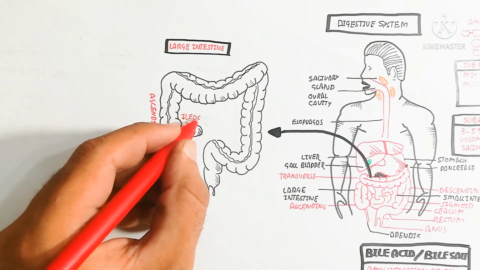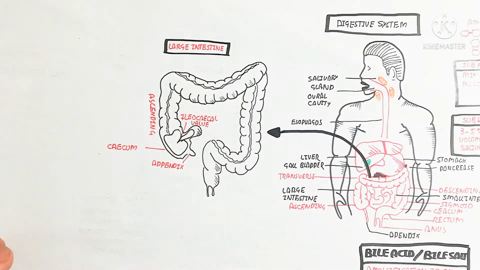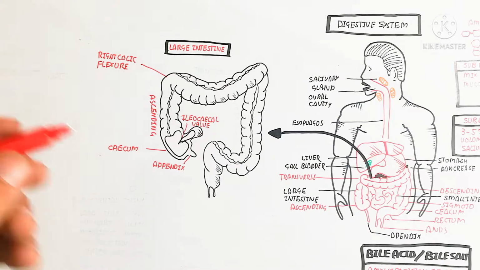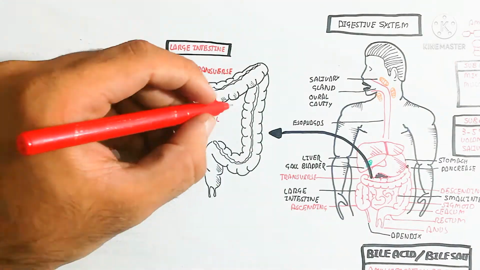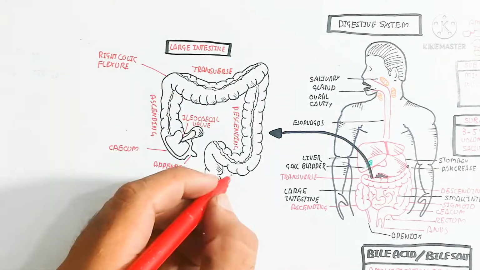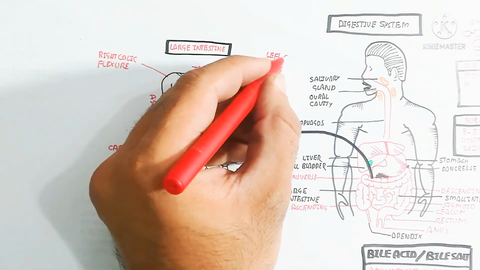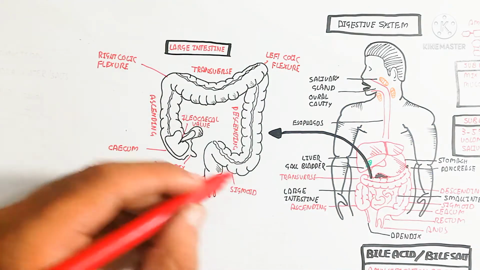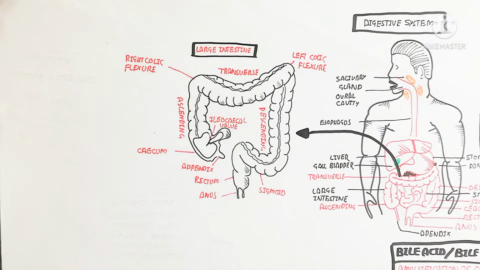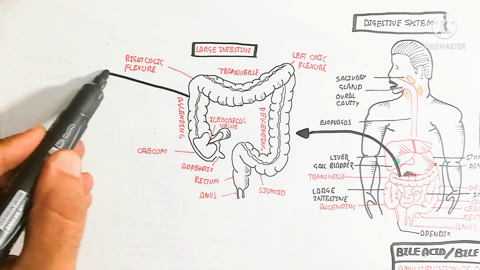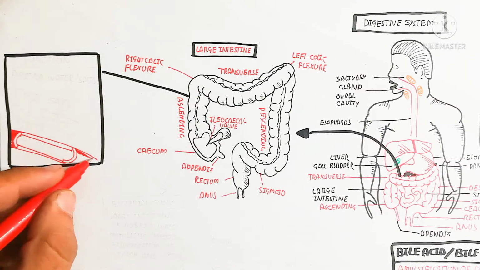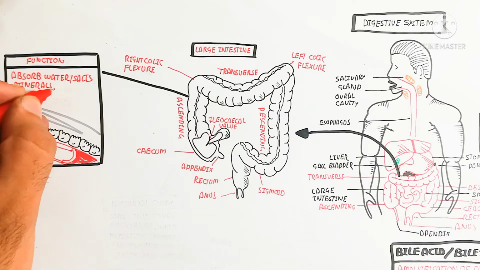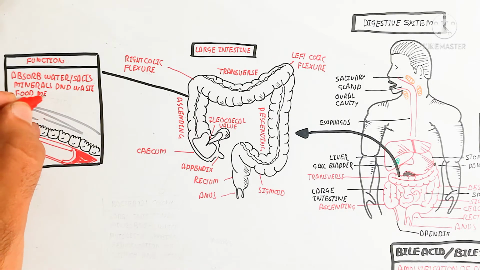The ascending colon will go into the right colic flexure. Here is the right colic flexure, and here is the cecum. The right colic flexure will extend into the transverse colon and the left colic flexure, which moves down to the descending colon, then to the sigmoid colon, and the rectum and anus for excretion. The important thing is that the function of the large intestine is to absorb water, salt, minerals, and waste food metabolism.